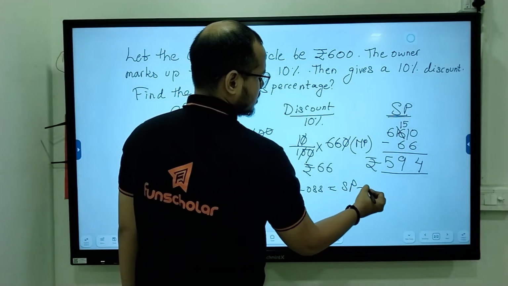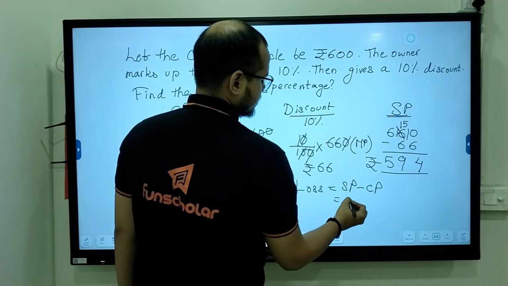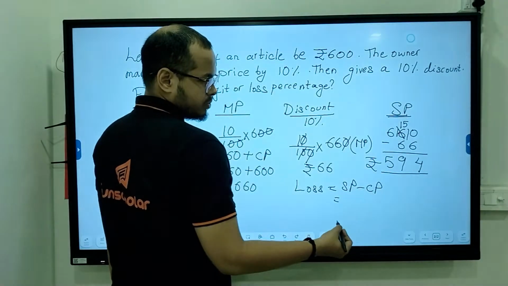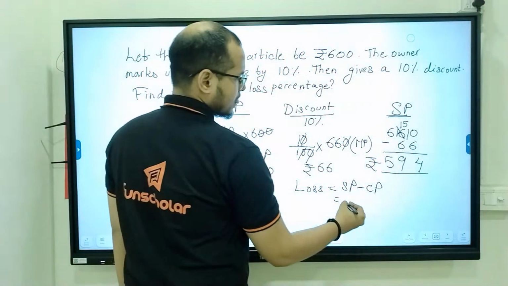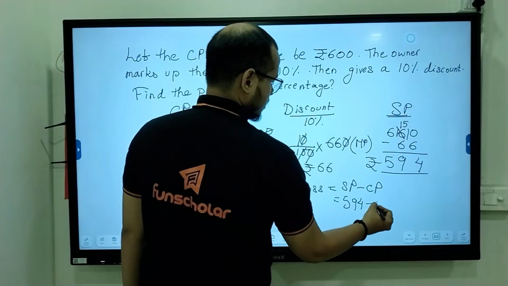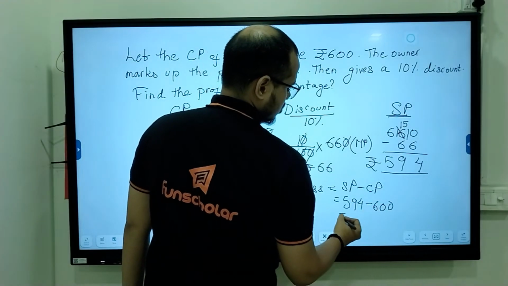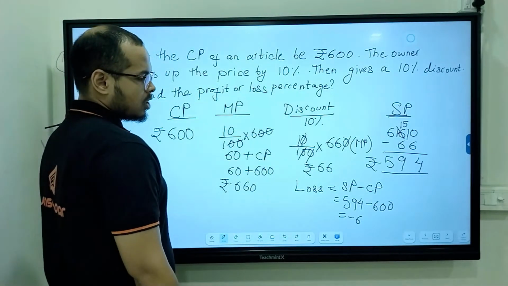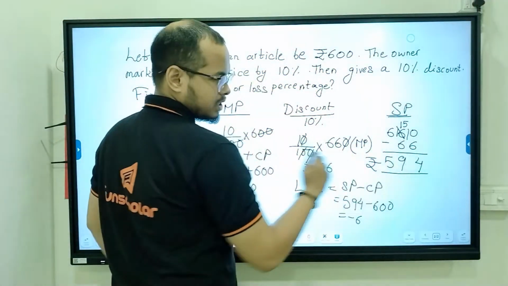Loss is SP minus CP. See, in loss the SP is always going to be lesser, right? So the answer will come in minus. So 594 minus 600, the loss is minus 6. Okay, simple. Why do I write everything as SP minus CP?